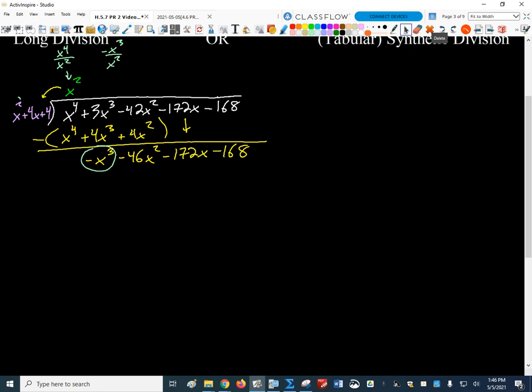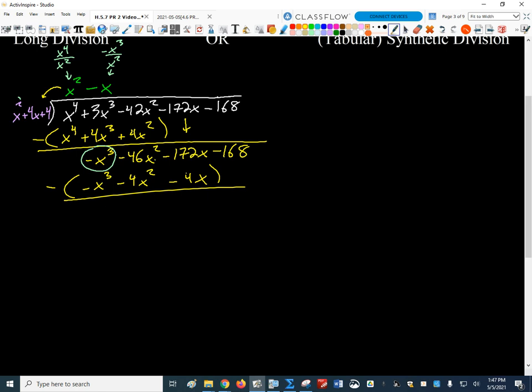So we've got negative x cubed divided by x squared, which is negative x. So there's my next term. And when I get a new term in the polynomial part of my answer, I distribute, right? So I distribute that negative x and I get negative x cubed minus 4x squared minus 4x, and I'll subtract the whole thing, right? So those cancel.